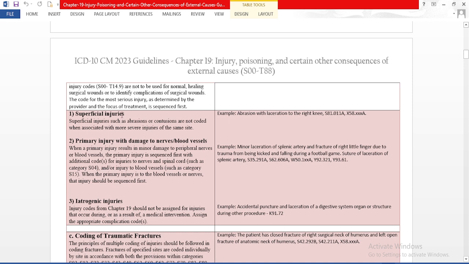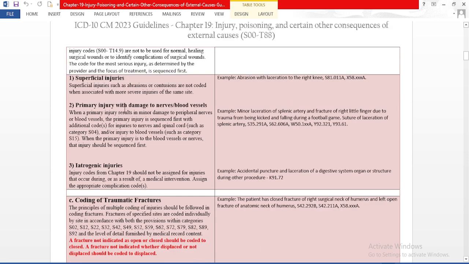Next guideline, superficial injuries. Whenever we have a more complicated injury along with simple injuries like abrasions or contusions, we will not code abrasions or contusions along with the more severe injury of the same site. For example, we have abrasion with laceration to the right knee. Here we will code only laceration. We will not code abrasion, as laceration is more complex than abrasion.